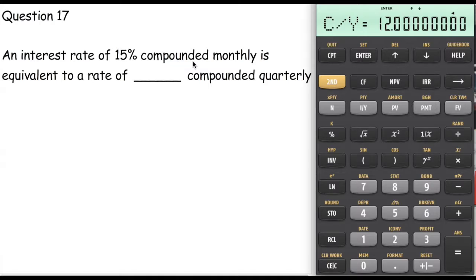I would continue to hit the down arrow until I see EFF, and when I see EFF on the screen, I'm simply going to press compute. At this moment, all that has happened is that we've converted the quoted rate into an effective annual rate. It is important to realize that we haven't yet answered the question, simply because the question is asking for a quarterly compounded rate, not an effective annual rate.